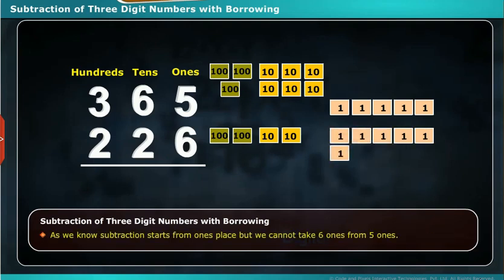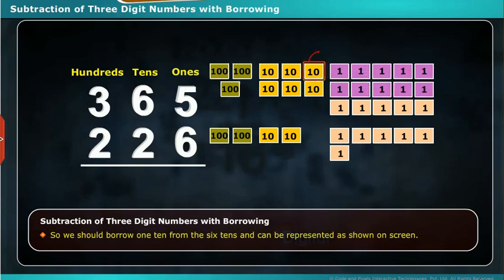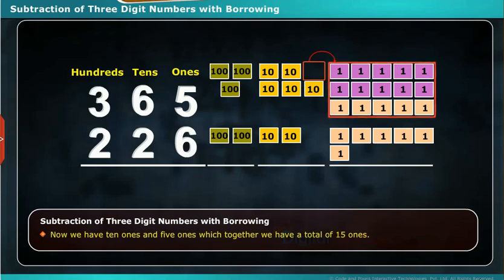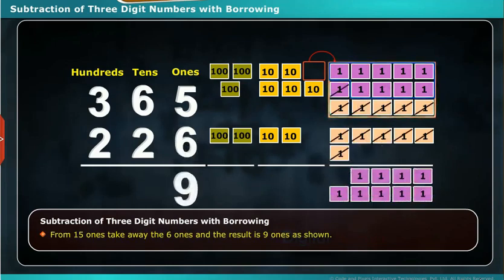As we know, subtraction starts from ones place, but we cannot take 6 ones from 5 ones. So, we should borrow 1 ten from the 6 tens and can be represented as shown on screen. Now, we have 10 ones and 5 ones, which together we have a total of 15 ones. From 15 ones, take away the 6 ones. And the result is 9 ones as shown.